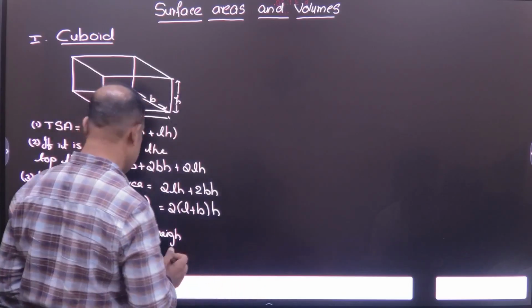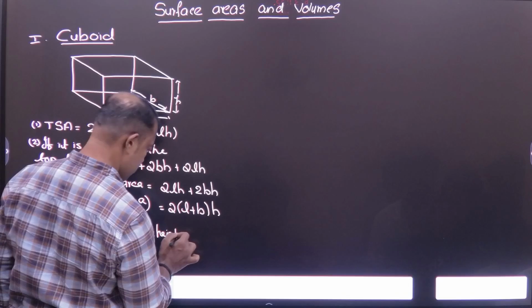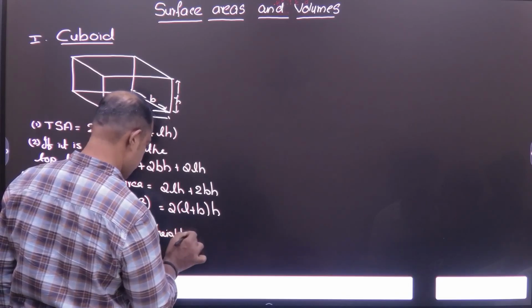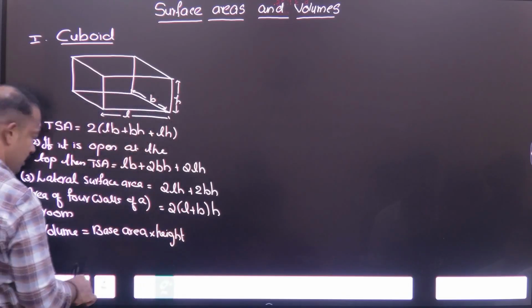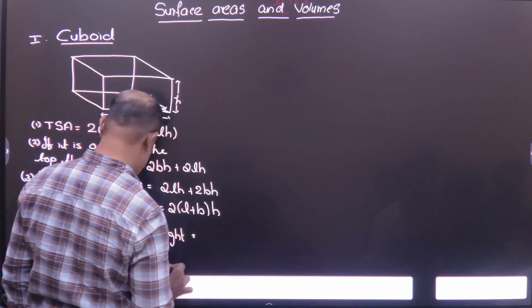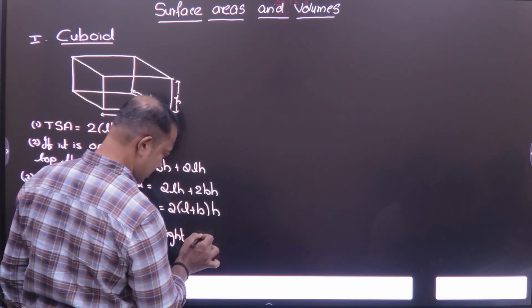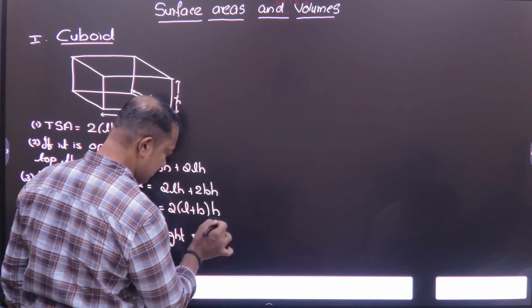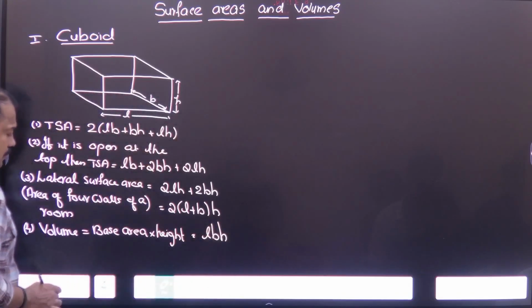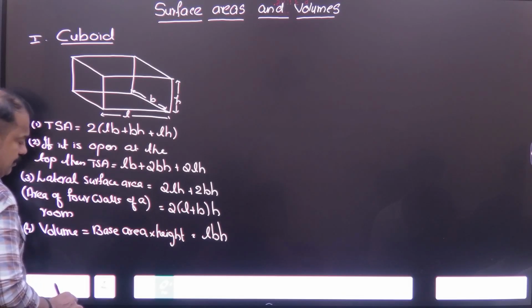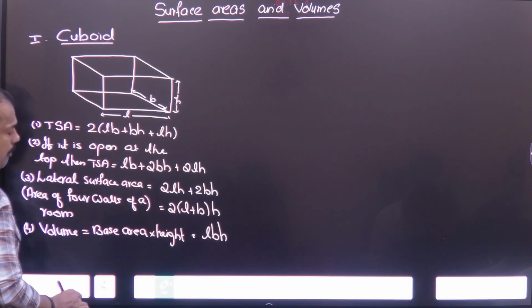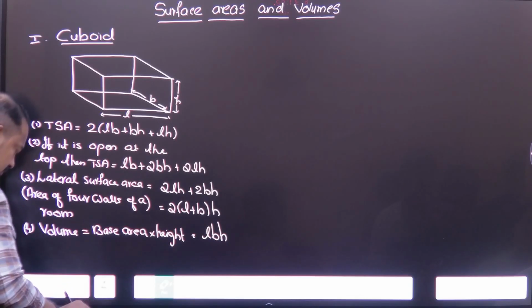Base area into height. That is equal to, what is the base area? L into B. Height is H. So, volume of the cuboid is equal to L into B into H.